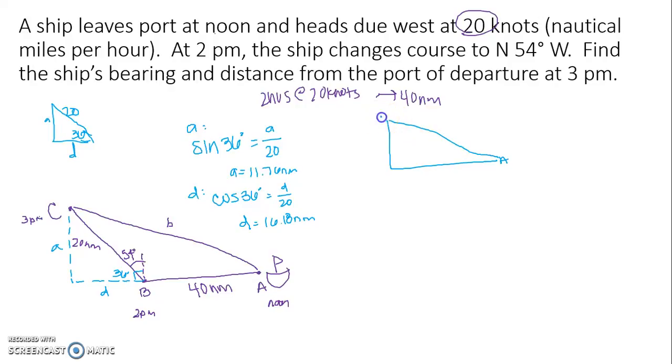Which means now I really have this big triangle with my A all the way to my C. This side is B, it's what I'm trying to find. This is now a right angle. This side was our little A, 11.76. This bottom has this piece here, which was the 16.18, as well as that 40. So it's actually 56.18.